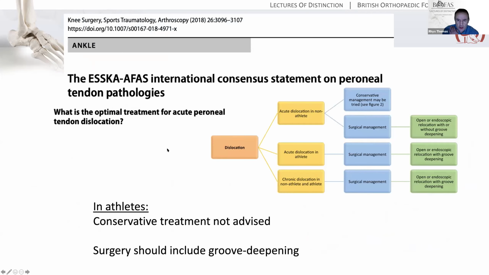So who should have what? So the ESSKA group in dislocations: in the non-athlete, they suggested that conservative treatment could be tried. For those undergoing surgical management, an open relocation, and you could consider not doing a groove deepening. But in the athlete, they recommended that an athlete underwent a groove deepening procedure in order to decrease any risk of further dislocation.